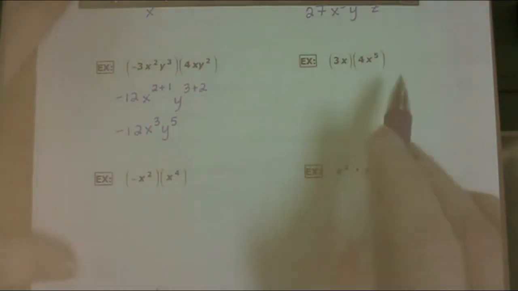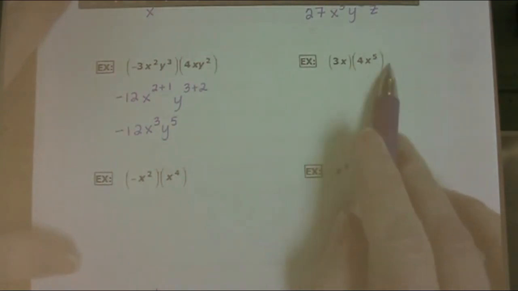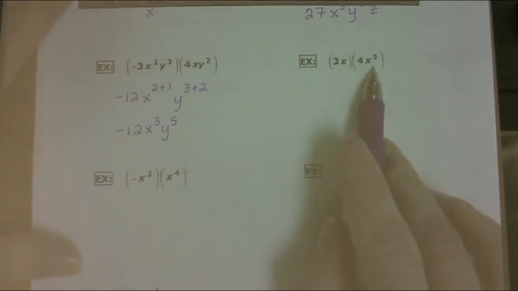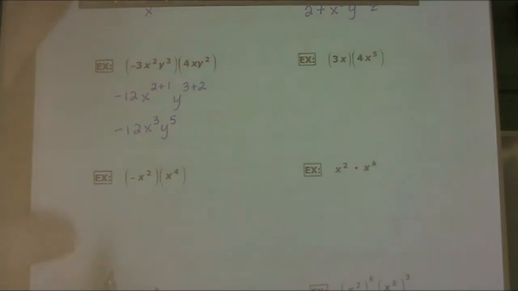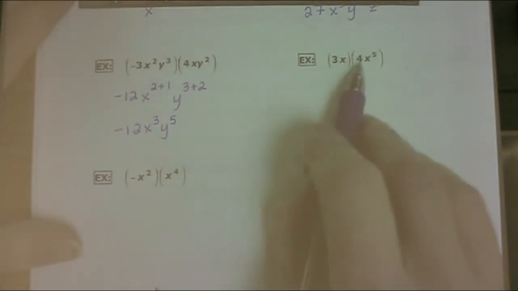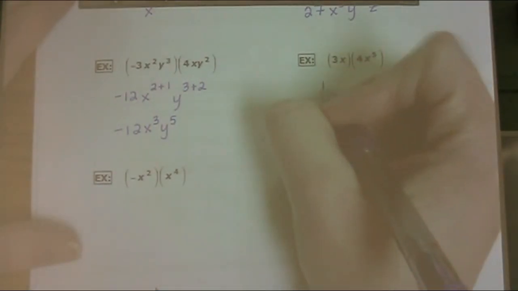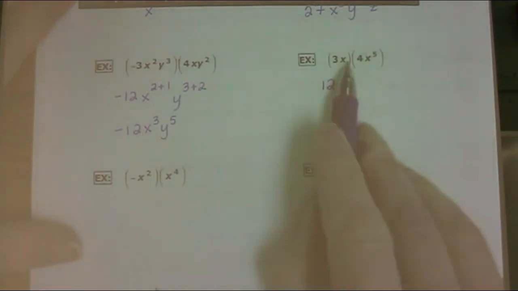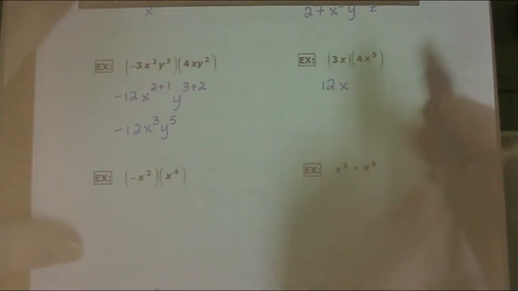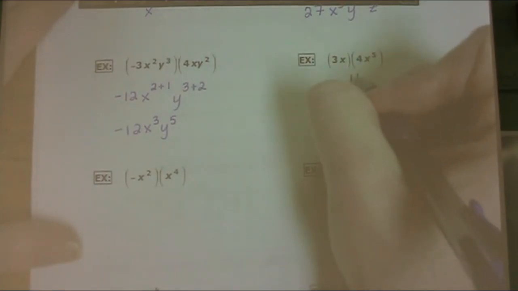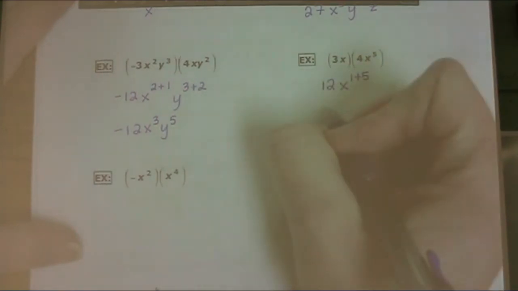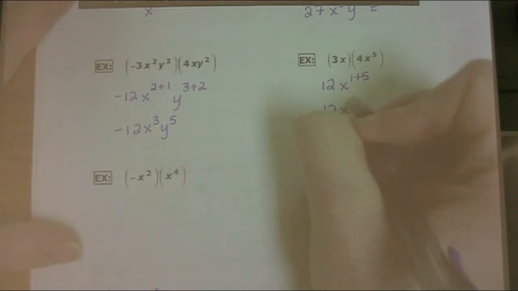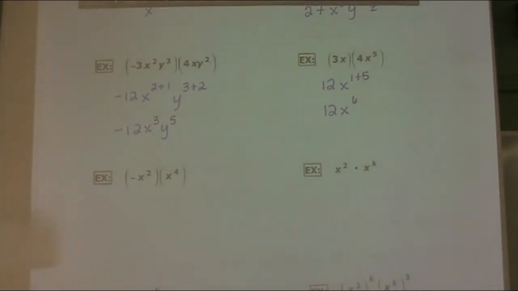All right, let's go to the next one. And again, we don't have any powers outside the parentheses, so this is just the product rule. I'm going to multiply the 3 times the 4. That's going to give me 12. And I'm going to use the product rule for my x's. I have 1 here and 5 here. So x to the 1 plus 5 power gives me 12x to the 6th power.